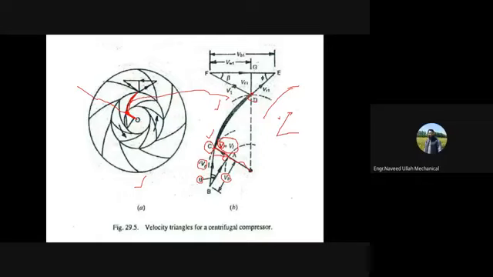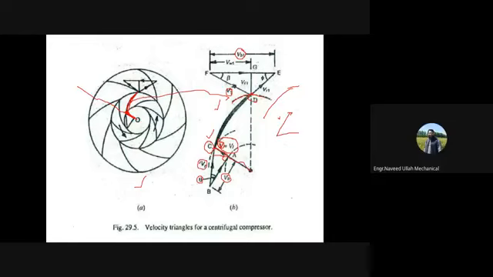meaning we ourselves produce the whirl in this case. Anyway, after that we have this exit velocity triangle. So you see here, this is the blade velocity. The blade is moving in this direction, right? So this one is the blade velocity, and then V1 is the absolute velocity in this direction, right? Because the absolute velocity direction remains the same.